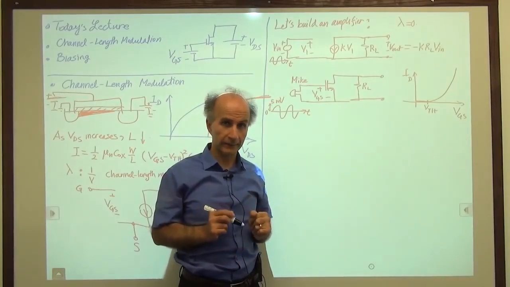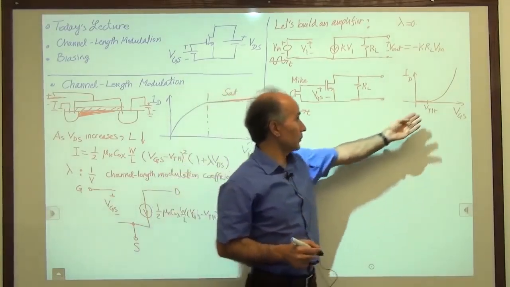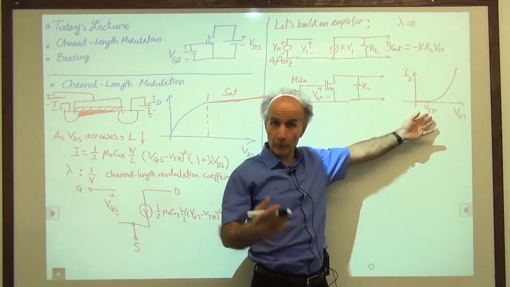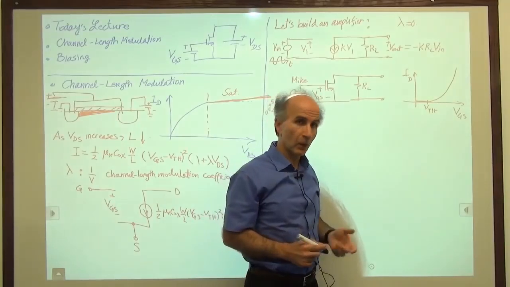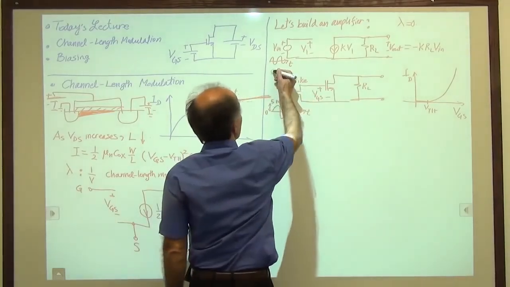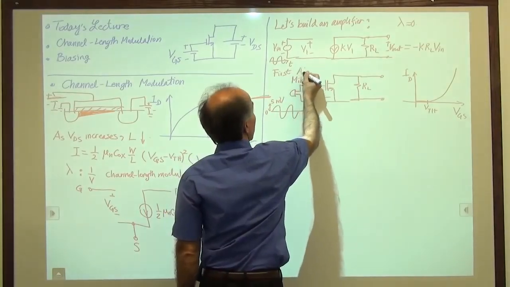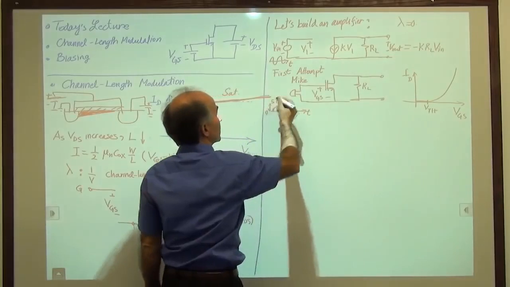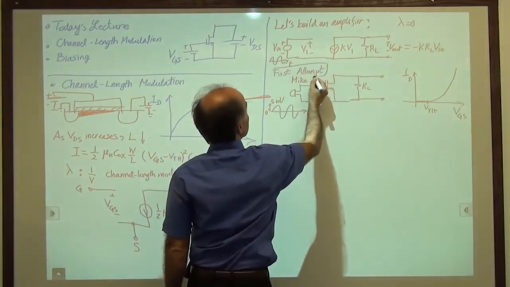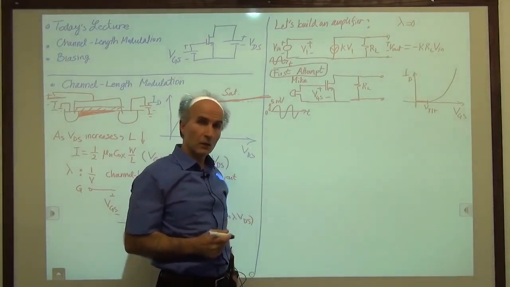So I hope that's clear. All right, so if the signal is 5 millivolts and the threshold is, let's say, 0.5 volts or 0.3 volts, obviously the device is never turned on. Okay, so we'll call this first attempt in our amplifier construction endeavor, and that was not very successful. So what should I do?